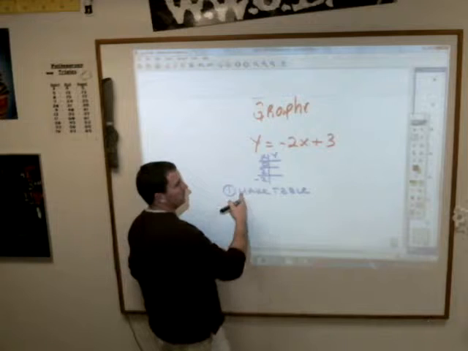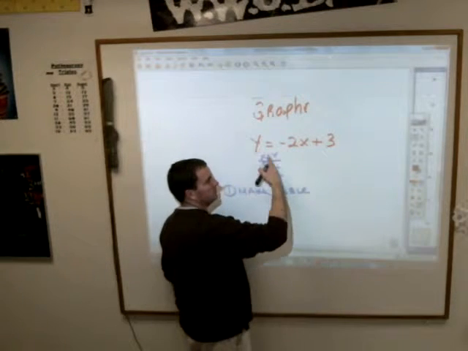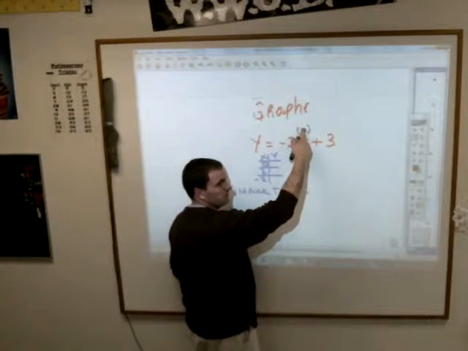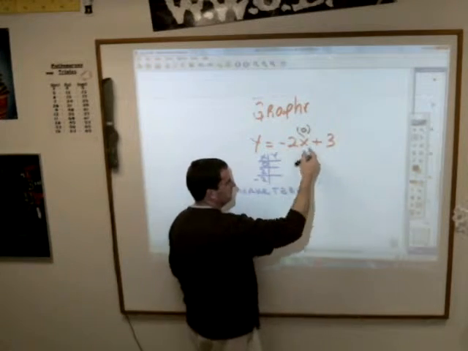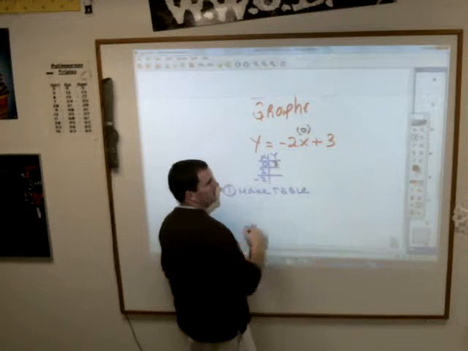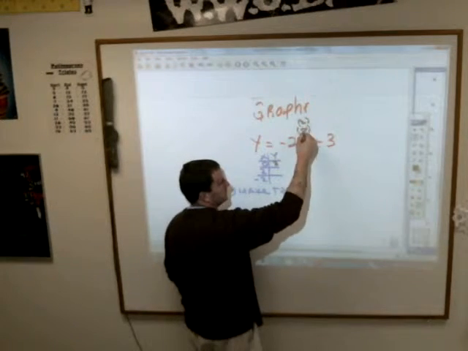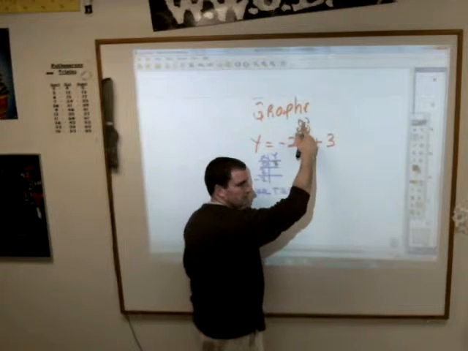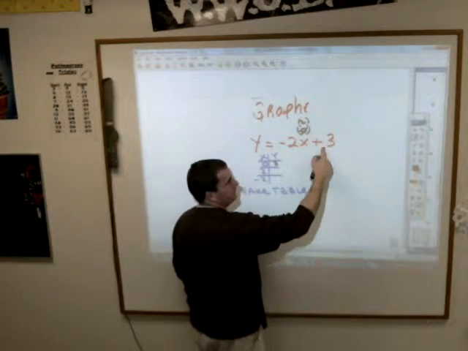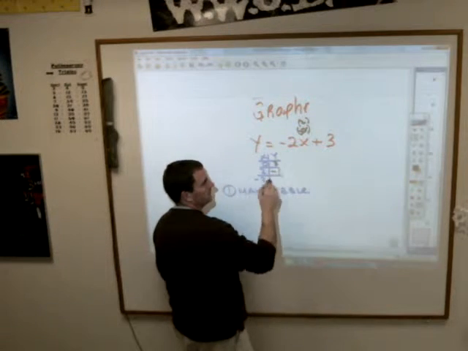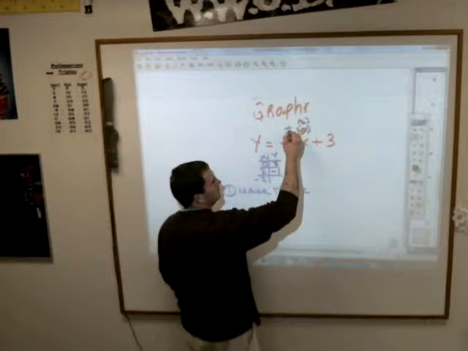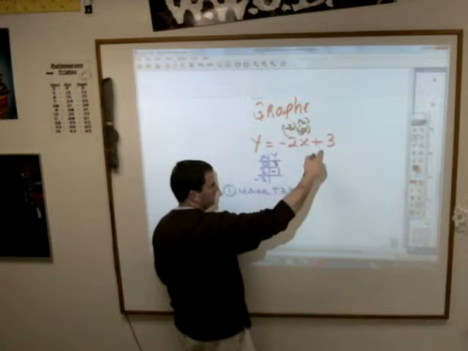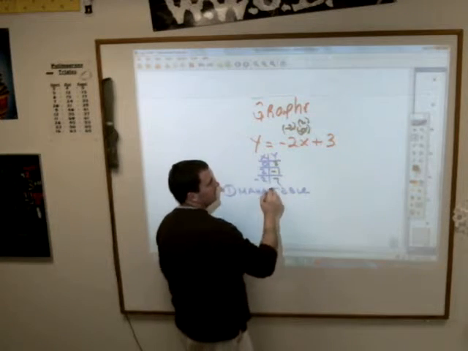Now what you need to do with those is substitute those numbers in for x to see what your y ends up being. So if I put 0 in here for x, negative 2 times 0 is 0, plus 3 is 3. If I put 2 in for x, negative 2 times 2 is negative 4, plus 3 is negative 1. If I put a negative 2 in for x, what's a negative 2 times a negative 2? 4. Positive 4 plus 3 is 7.